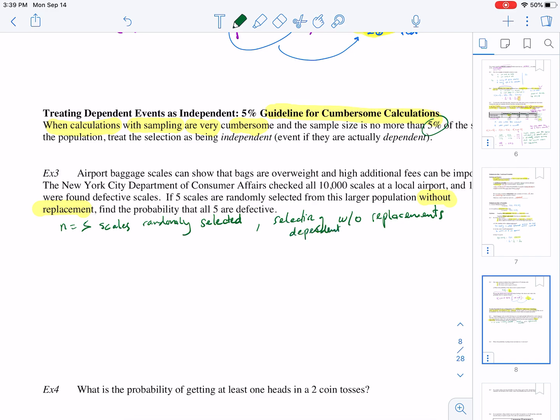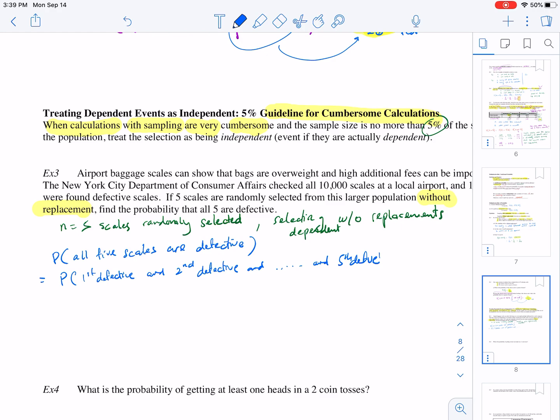Okay, so we're looking at the probability that all 5 scales are defective. That means: what is the probability that the first one is defective, and the second one is defective, and so on, up to the fifth one is defective. I can't spell defective here. Defective. Okay, so this is where we apply the multiplication rule, right?